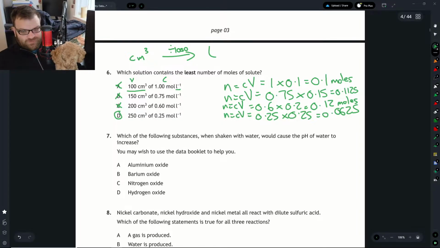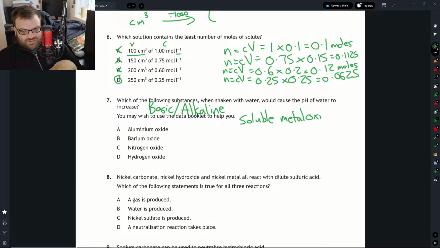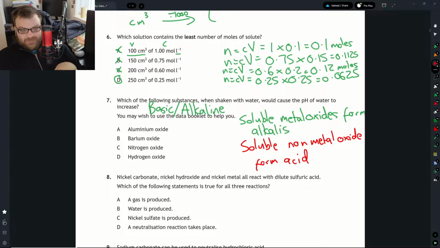Moving to the next one. Next one, which of the following substances, when shaken with water, would cause the pH of water to increase? If the pH goes up, that's going to make us have a basic or alkaline solution. If you have a soluble metal oxide, they are the ones that form alkalis. If you have soluble non-metal oxides, they will form acids. You can use the data booklet again. I would first rule out any non-metals because they would form an acid if they dissolved.